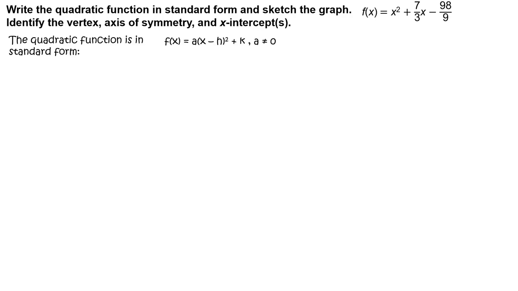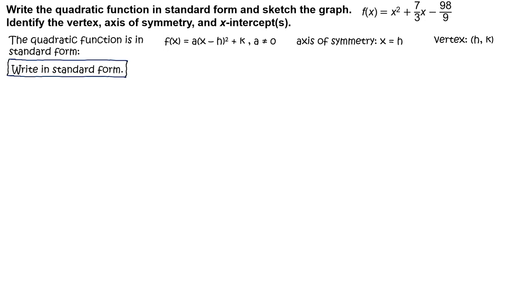First, recall the quadratic function is in standard form if it is written as f of x equals a times the quantity x minus h squared plus k, where a cannot equal 0. Then the axis of symmetry is the vertical line with equation x equals h, and the vertex is the point hk. First, write the equation in standard form.